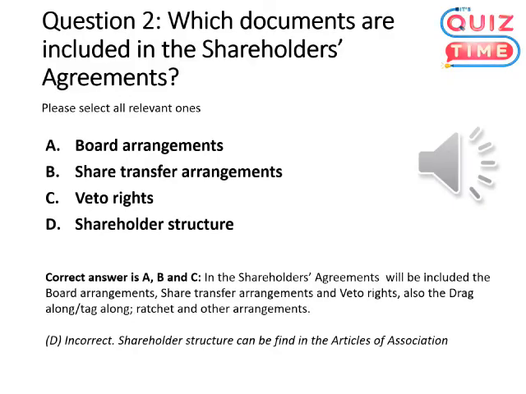Question 2. Which documents are included in the shareholders' agreements? Please select all relevant answers. A. Board arrangements. B. Share transfer arrangements. C. Veto rights. D. Shareholder structure.